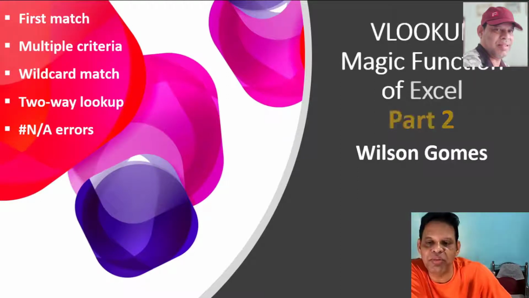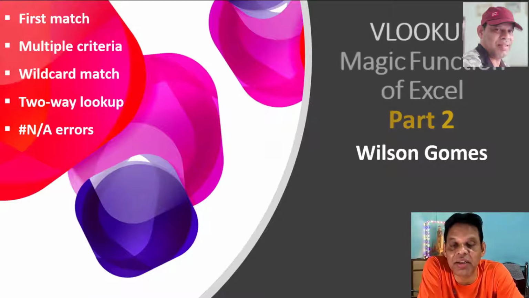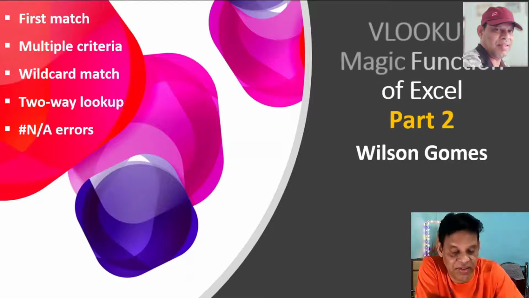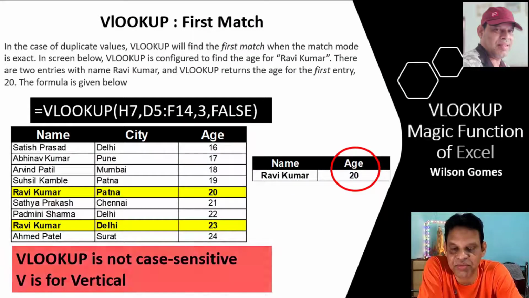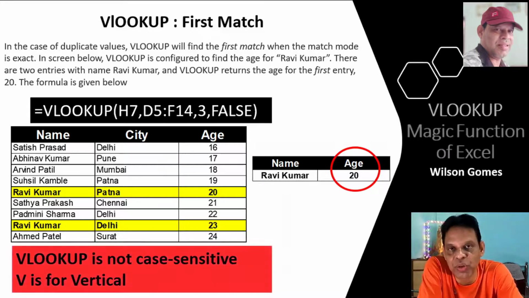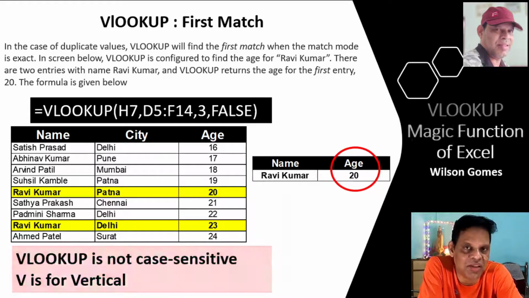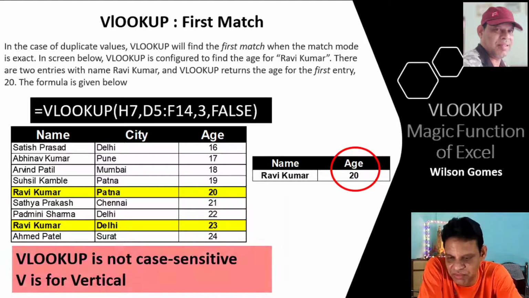The topics today we will be covering are first match, multiple criteria, wildcard match, two-way lookup, and NA errors. First of all, what is first match? In Excel, VLOOKUP searches for the first exact match or approximate match, whatever is coming.